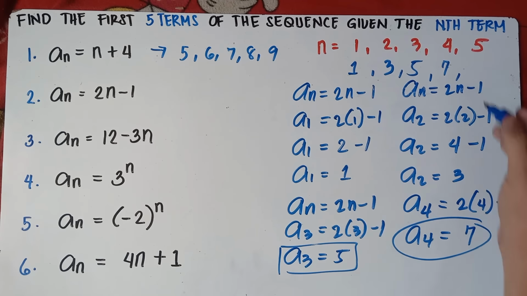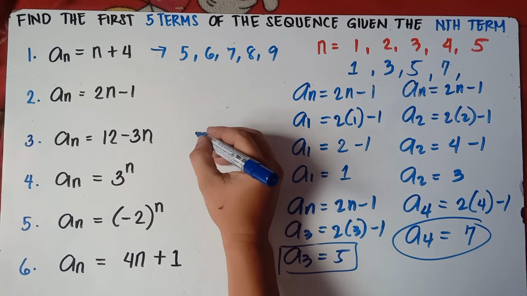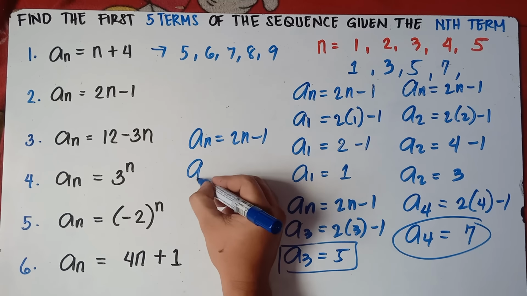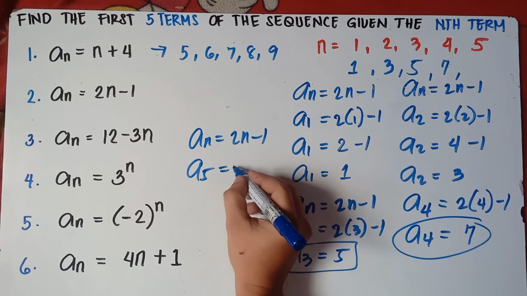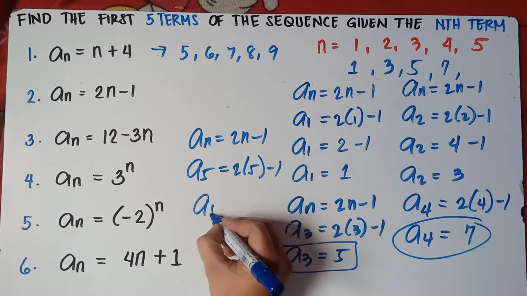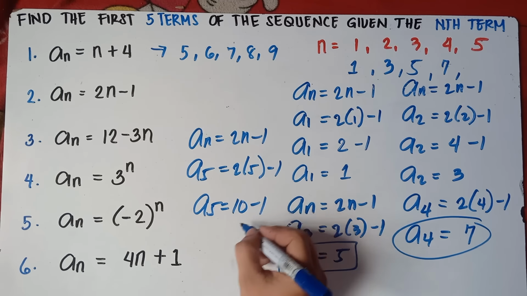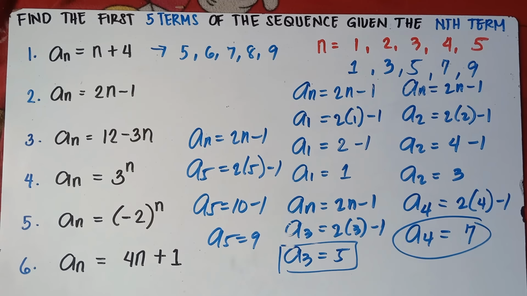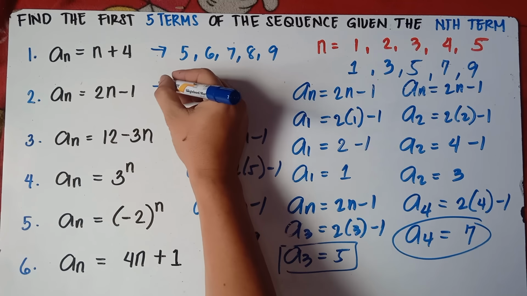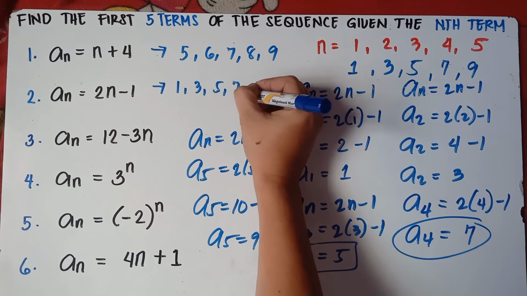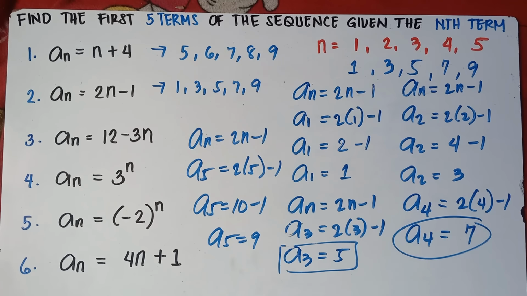And the last number, so we substitute the value. A sub n equals 2n minus 1. So a sub 5, the fifth term, is 2 times 5 minus 1. So a sub 5 equals 2 times 5, which is 10, minus 1. A sub 5 is 9. So those are the answers, the first five terms of this sequence: 1, 3, 5, 7, and 9.